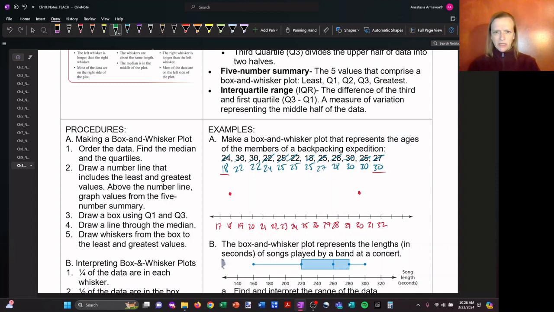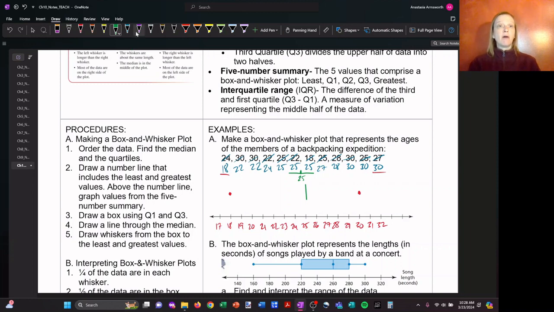Next, I'm going to think about my median. My median is my middle value, and this data set has 1, 2, 3, 4, 5, 6, 7, 8, 9, 10, 11, 12 values. It's an even number of values. So my middle value is going to be kind of between values 6 and 7 here. And the average of 25 and 25 is just 25. So that's going to be my middle value. And I'll draw that as a vertical line. And now that's my median.